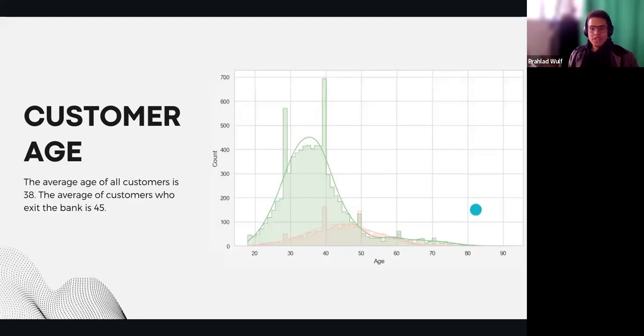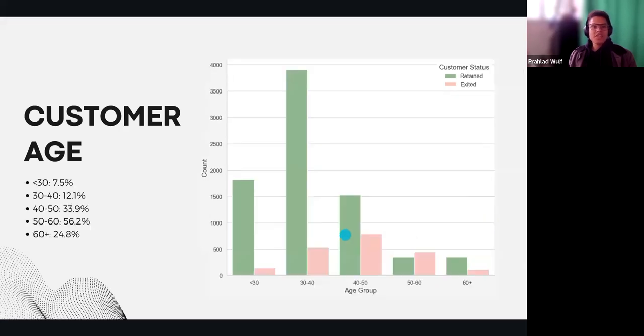Looking at the customer age was one thing that I did. The average age of the overall customer is about 38, and the average age for a customer who exited the bank is 45. This shows that there is a disproportionate share of older customers who are leaving the bank, as you can see from this graph here. It shows that most of the customers that are leaving are older, while most of the customers in the bank are younger. This is also shown by the customer age against the churn status if they exited the bank.